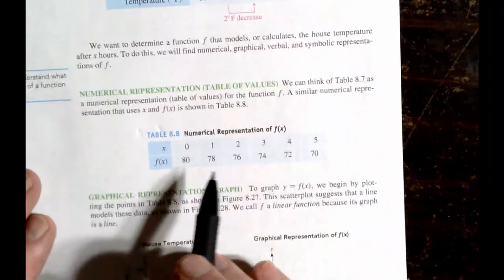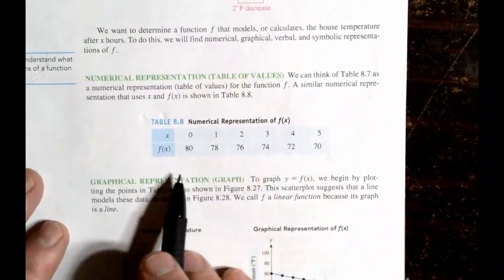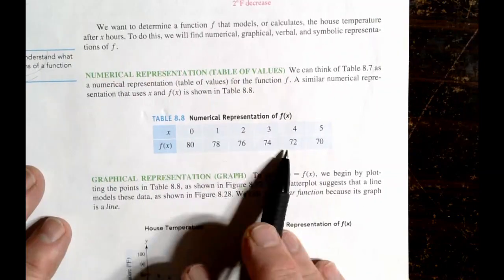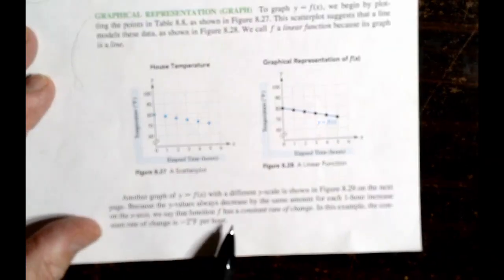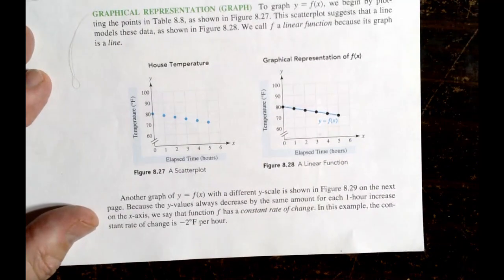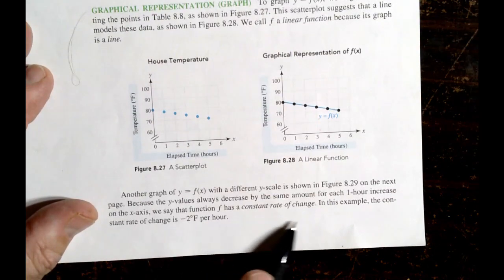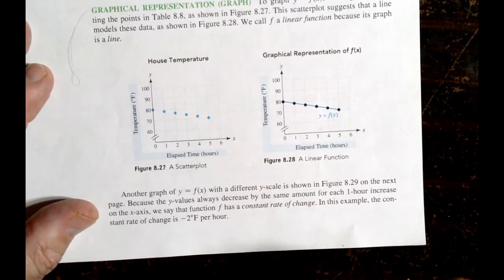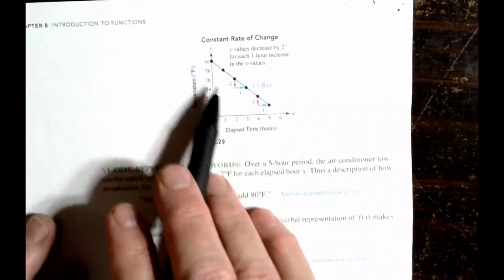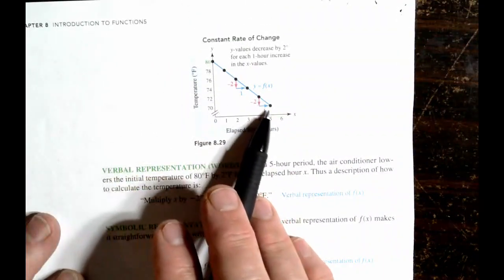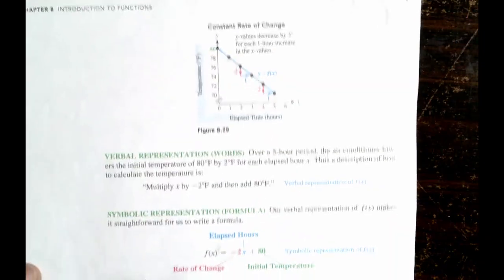Alright? And so the numerical representation is this one here. The graphical representation is that one there. And you can also write it there. Another way, you can write it with a function. And you could write it out in words. You can say that we decrease by 2 degrees per hour. Alright? And so this is what the graph looks like, 80 degrees and dropping down to 70 degrees after 5 hours. Right? So verbally you can write it out in words.